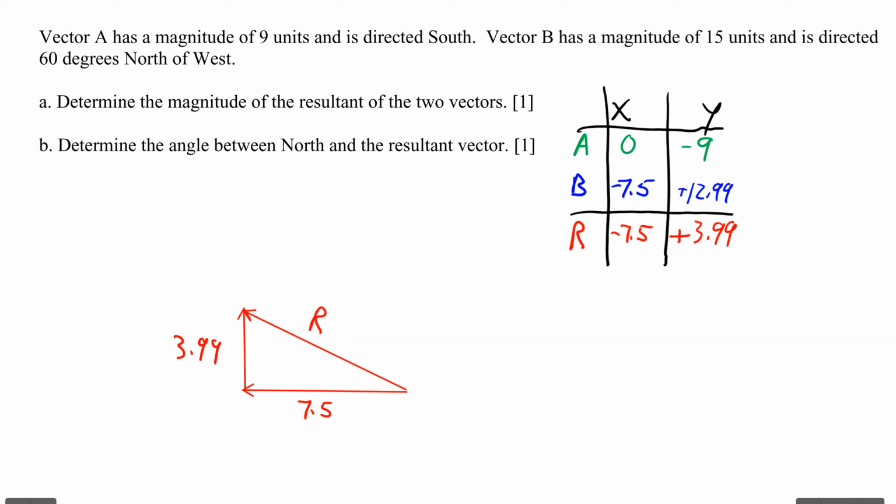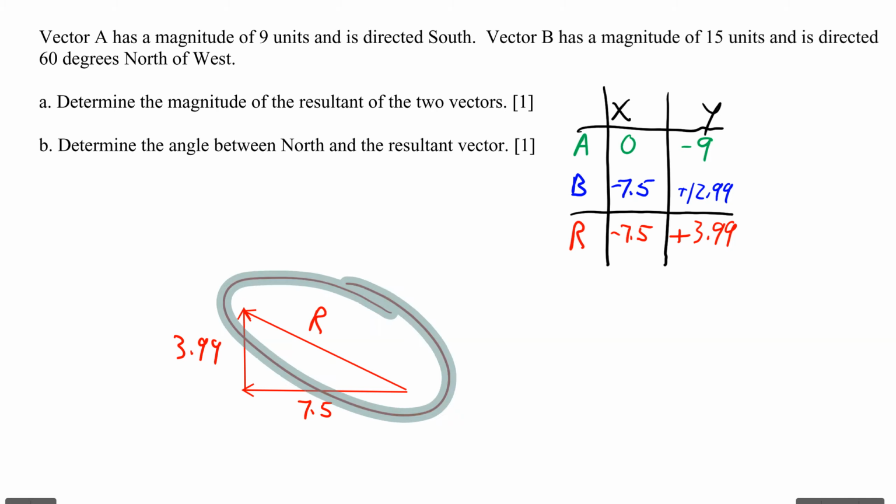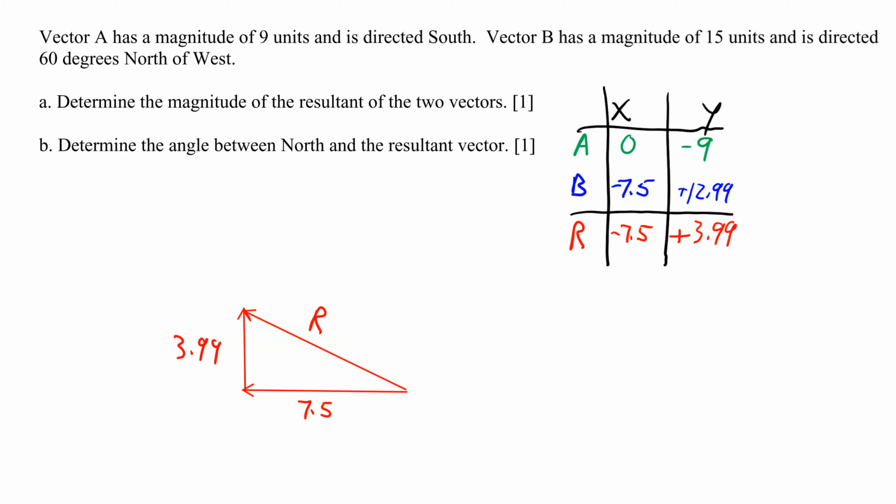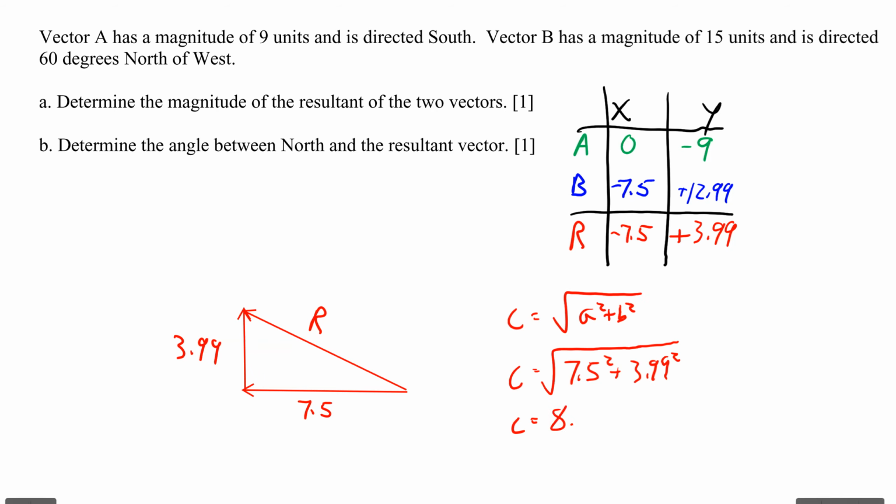So what is the magnitude or size of the resultant and what direction? Let's start by finding the magnitude by doing Pythagorean theorem. And with a little bit of rounding, you get 8.50 units. So this vector is 8.50 units long, but what direction is it going?